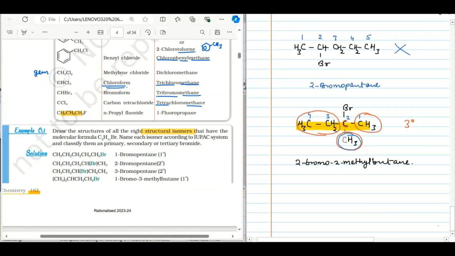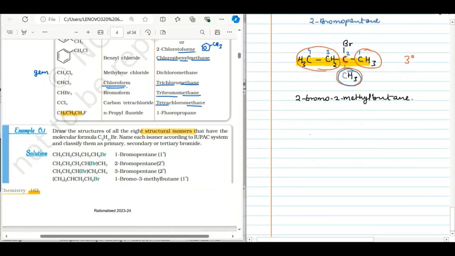Let's draw another structural isomer. So C, single bond C, single bond C and single bond C. So this was our skeletal structure of 5 carbons. Now again change the position of Br. So this time I have drawn Br over this position. Now balance the hydrogens. CH3, CH, CH, CH3 and this is CH3.